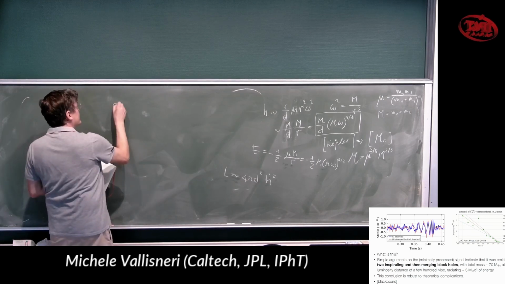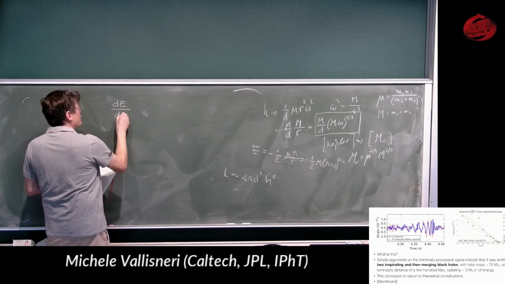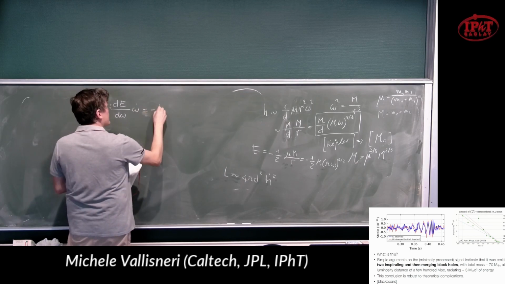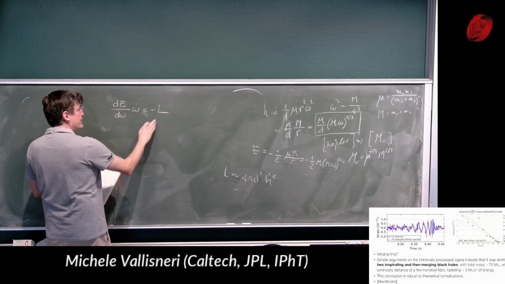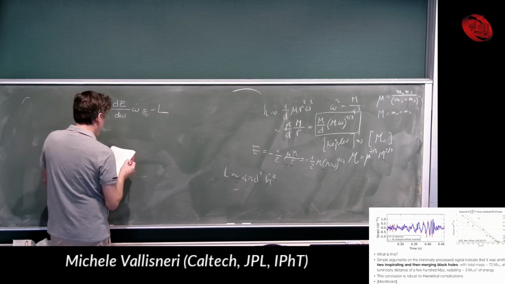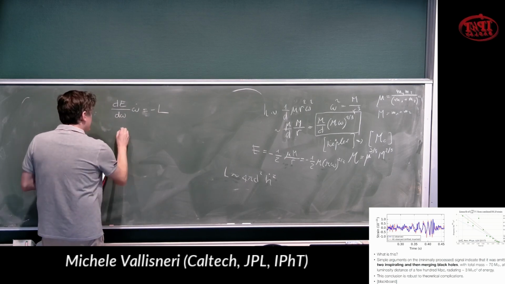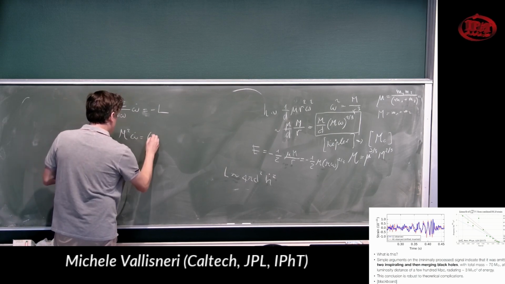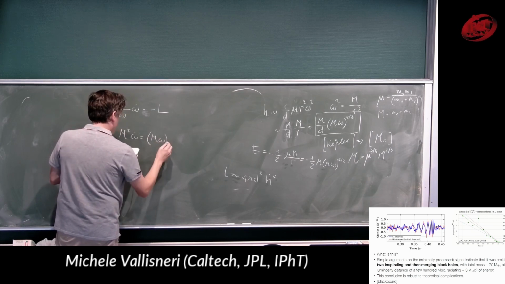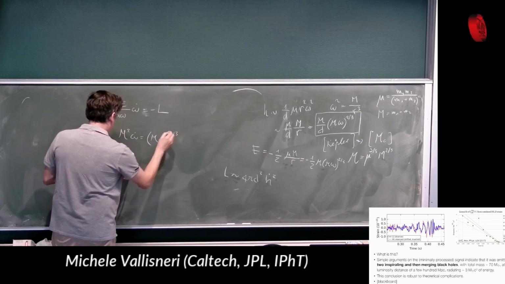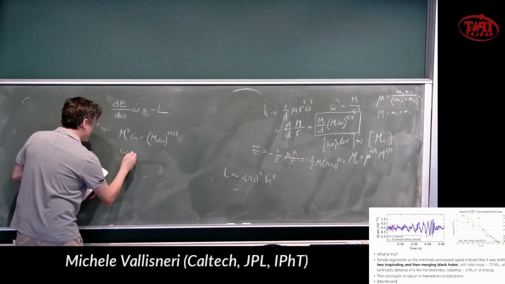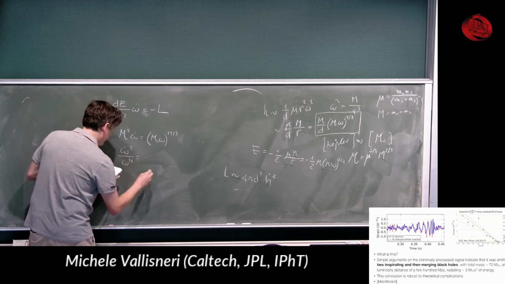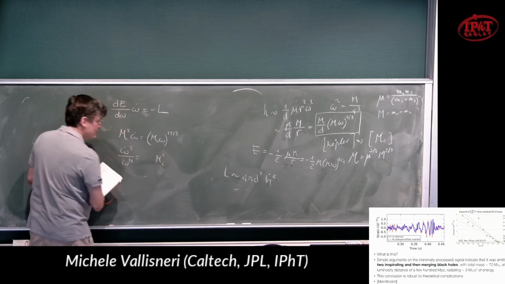one can go on and write something like the evolution of energy in terms of the derivative of the orbital velocity. It's going to be minus the luminosity. And this eventually leads you to something like Chirp mass to the 5/3 times omega dot. This omega dot is Chirp mass to the 5/3 times omega to the 11/3. You can also write this as a combination of omega dot and omega equals a certain power of the Chirp mass.